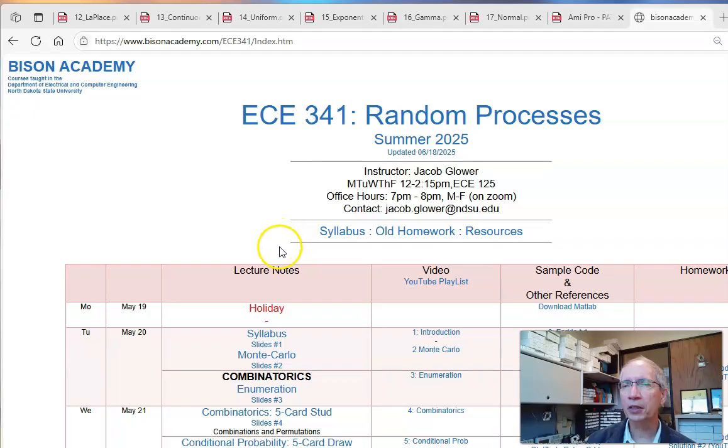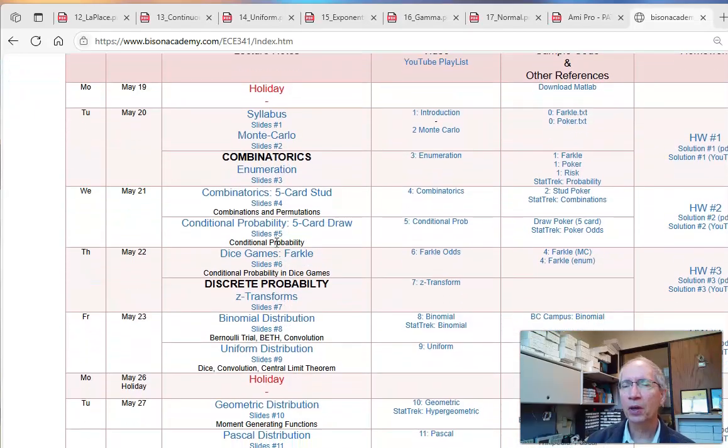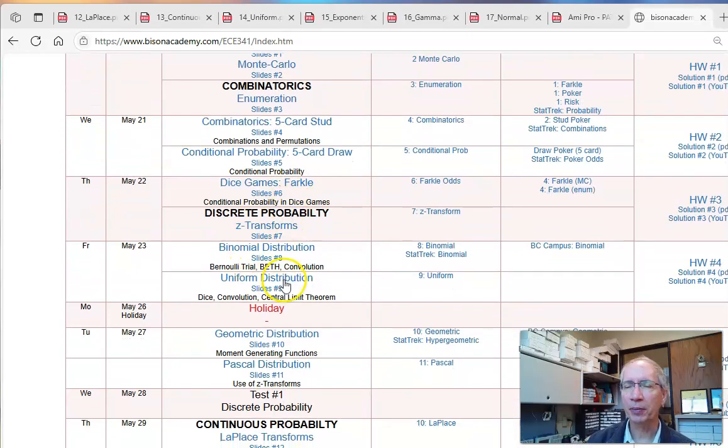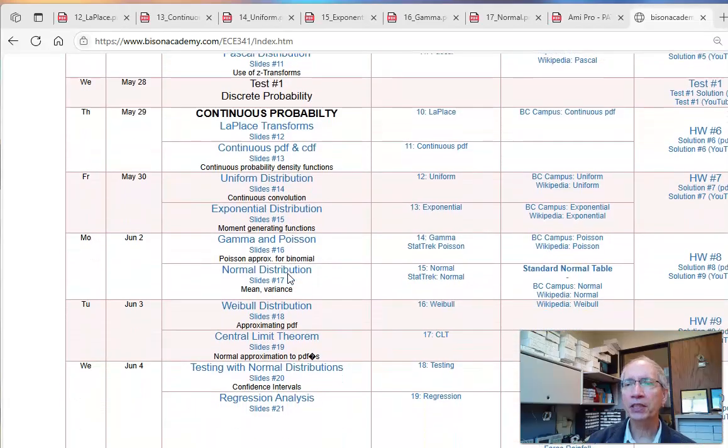So going back to the syllabus for random processes, what we've covered so far is combinatorics and discrete probability events like rolling dice and flipping coins. We're now going to switch gears and look at continuous probability functions. Some things are digital, discrete, like rolling a die: I get a 1, 2, or 3.